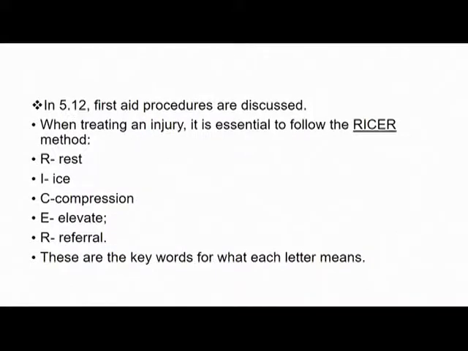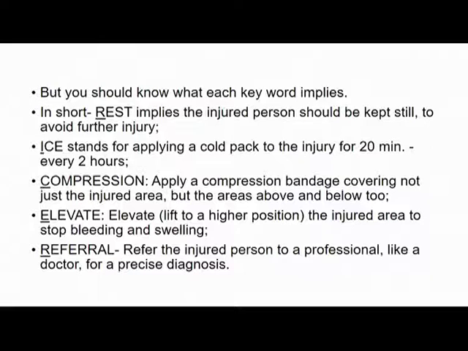In 5.12, first aid procedures are discussed. When treating an injury, it is essential to follow the RICER method. The R of RICER stands for rest, the I for ice, the C for compression, the E of RICER stands for elevate, and the R for referral. These are the key words for what each letter means, but you should know what each key word implies. In short, the R of rest implies that the injured person should be kept still to avoid further injury.